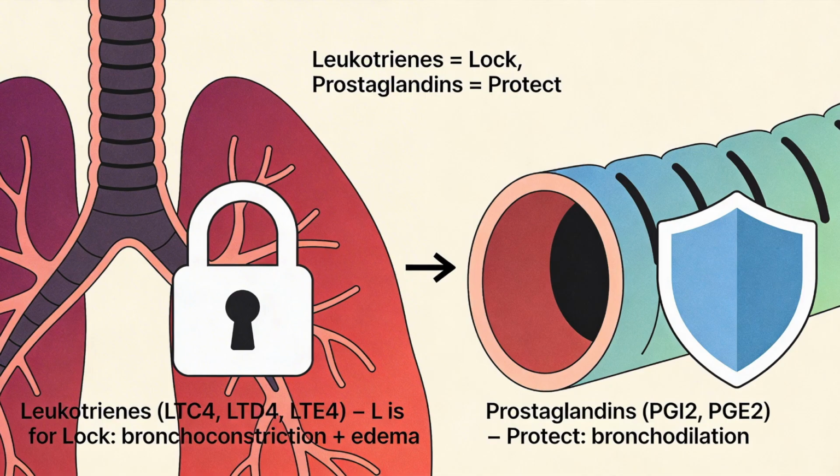Here's a pharmacology crossover. Which lipid mediator increases in asthma? The answer: leukotrienes. Specifically, the cysteinyl leukotrienes LTC4, LTD4, and LTE4 are the villains behind bronchoconstriction and airway edema. Remember, L is for leukotrienes, lock the airway tight. Compare that with prostaglandins like PGI2 and PGE2, which are actually the good guys, they dilate the airway. So your recall tip: leukotrienes equals lock, prostaglandins equals protect. That's how you never miss this one again.